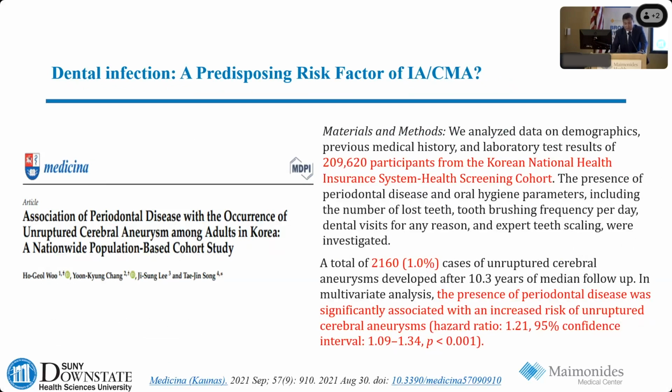I mentioned the first case actually had a dental abscess associated with the mycotic aneurysm. There's considerable literature linking intracranial aneurysm development, including mycotic aneurysms, to dental infection, either chronic or acute. In this study from South Korea, in the Korean National Health Insurance System health screening cohort, they studied 200,000 patients and found about 1%, about 2,100 patients, developed unruptured aneurysm over 10 years of follow-up. Within that cohort, they found a significantly increased risk, an association, for those with periodontal disease and unruptured aneurysm. So this is significant. But this is association, and may not be causation, right?